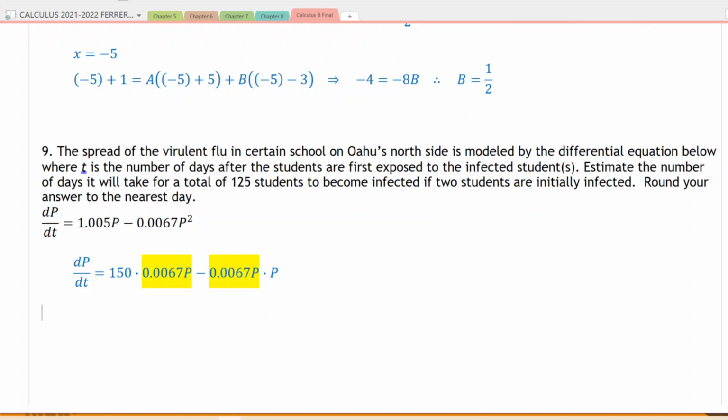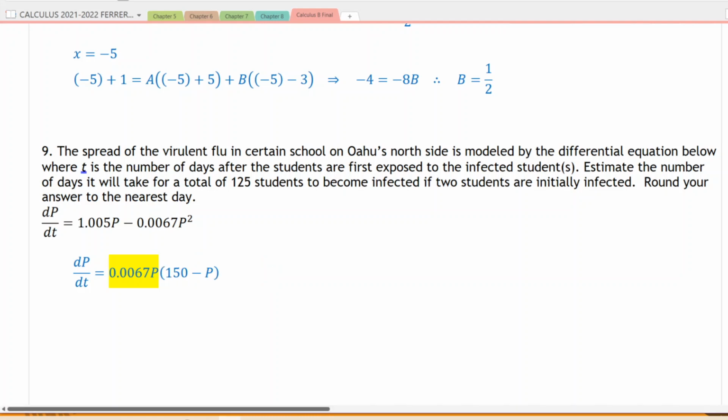So we're going to factor out this 0.0067p. And that makes this look a lot like kp multiplied by m minus p. So I know that k is equal to 0.0067, m is equal to 150, and as a bonus, k times m is equal to 1.005.